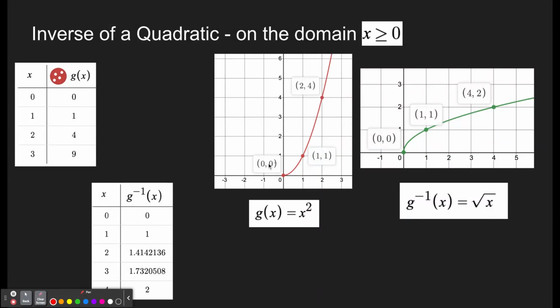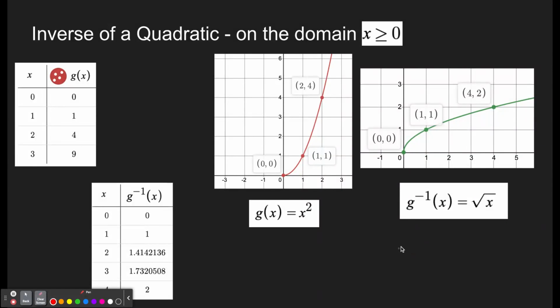When I do the inverse, when I switch 0, 0, 1, and 1, and then 2 and 4 to 4 to 2, because I got rid of the left side of my parabola, I also got rid of the bottom side of the inverse. In that case, this green graph right here is a function. Each input has only one output. And this is the function, the square root of x.